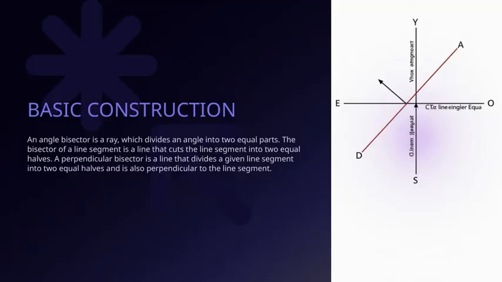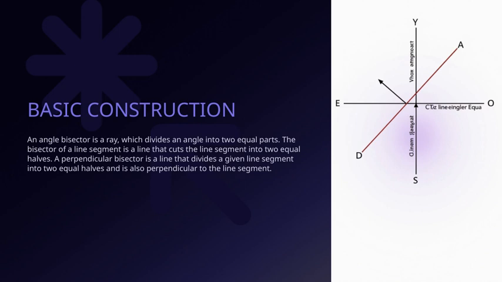Let's delve into the basics of construction today. First, an angle bisector. Think of it as a ray that cuts an angle exactly in half, creating two equal parts. It's like drawing a line that splits a corner into two perfect mirror image angles. Next, we have the bisector of a line segment. This is a line that cuts the segment into two equal halves, ensuring each part is just as long as the other. It's a straightforward way to find the midpoint of a segment.